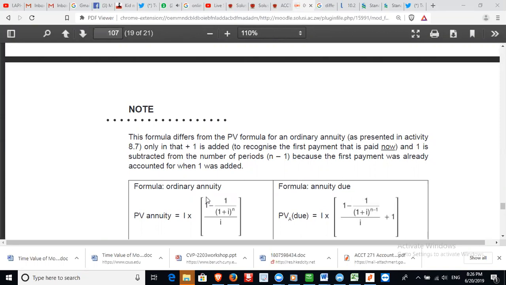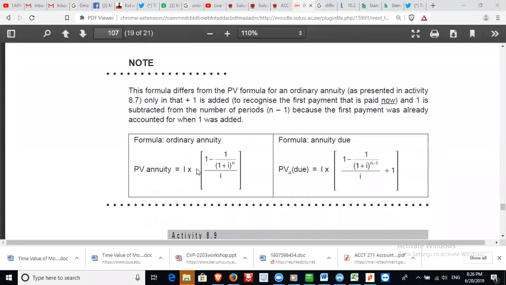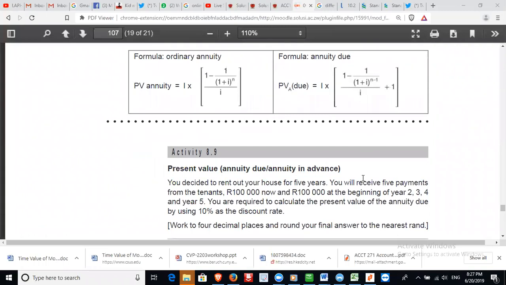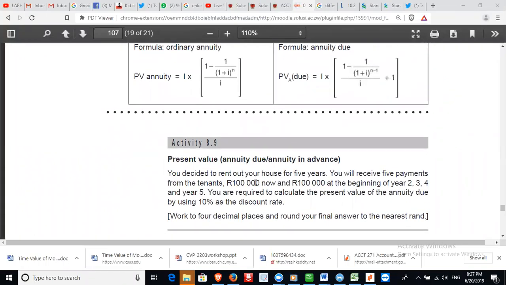So here is showing us the difference between ordinary annuity and annuity due. Earlier on it was 1 minus 1 over 1 plus I to the power n, over I. So that is for ordinary annuity. For annuity due, 1 minus 1 over 1 plus I, n minus 1, plus 1. The same applies to FV annuity. It was n minus 1 plus 1. It was more or less the same like this. Right? I want you to calculate our annuity due using this question.